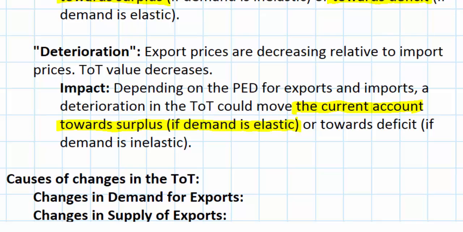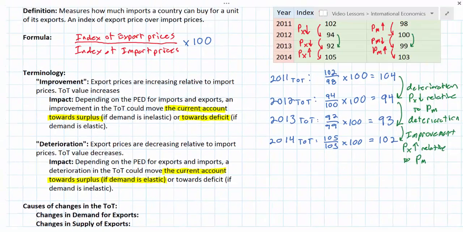On the other hand, if demand is inelastic and export prices decrease, then foreigners will not respond by increasing their consumption of those exports by a very large quantity. So in fact, inelastic demand and a deterioration in the terms of trade could move the nation's current account balance and its net exports towards deficit. So it's not black and white here.